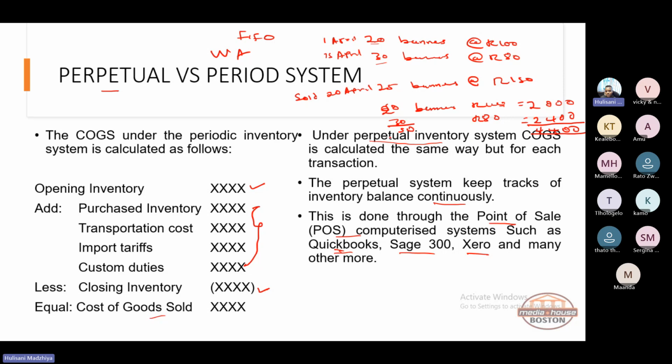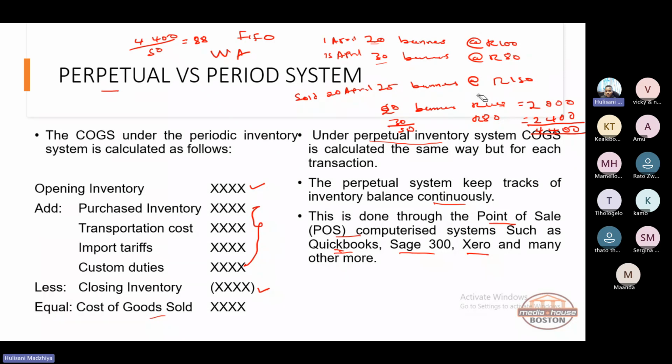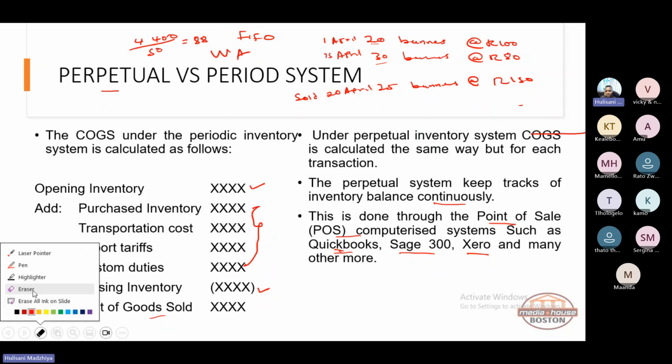we're first going to calculate the average cost of having 50 stock on hand, which is going to be 4,400 divided by 50. So this means that each stock on an average basis costs 88 Rand. So when you calculate your cost of sales, we will no longer be following the FIFO method because we're using weighted average.